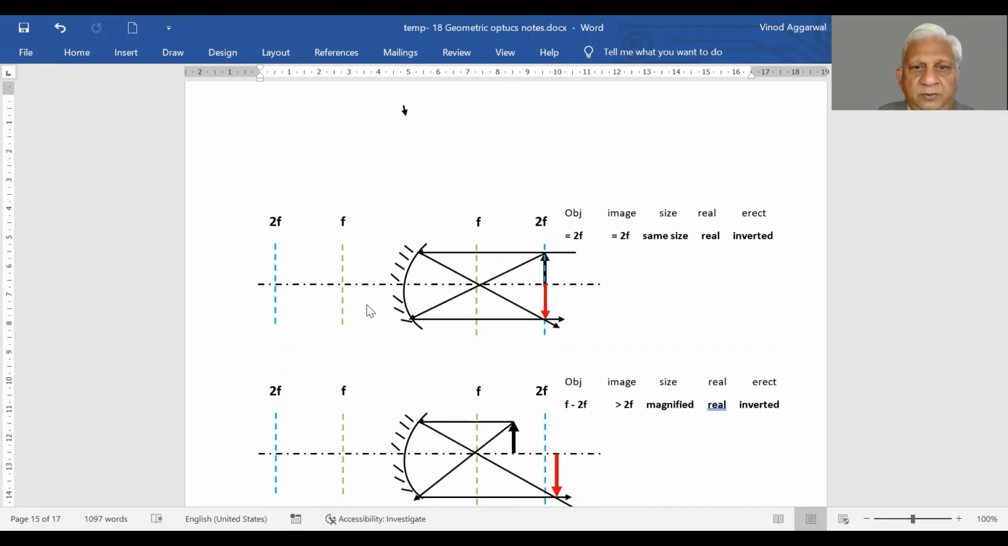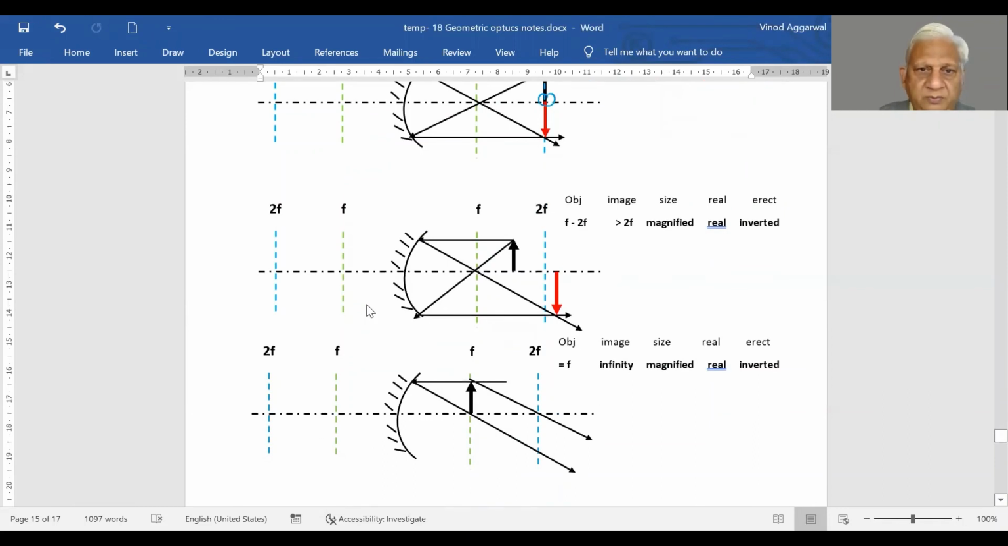Third is, if we bring our object exactly at 2f, this is 2f position. The image is formed exactly at the same place, but in the opposite direction. So it is formed at 2f, same size as object. Image is real, and image is inverted.